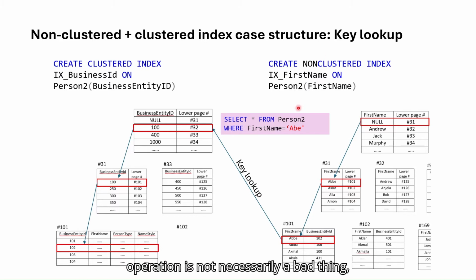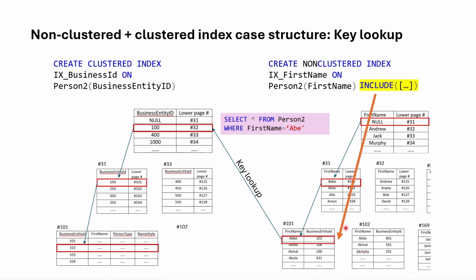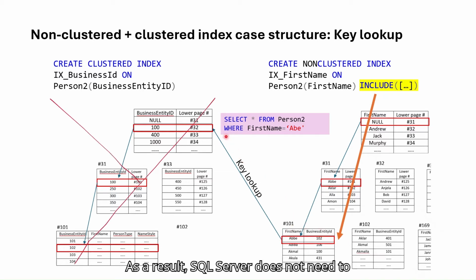Key lookup operation is not necessarily a bad thing, but the operation required to first read from the non-clustered index, followed by an extra read to retrieve the data from the clustered index, can lead to performance problems. Therefore, in order to stop this key lookup operation, SQL Server offers the include option while creating a non-clustered index. By including columns in a non-clustered index, you can add columns in the leaf node. As a result, SQL Server does not need to go to the clustered index to bring columns and do key lookup operations. Okay, key lookup operation is omitted here. This can make your query faster.